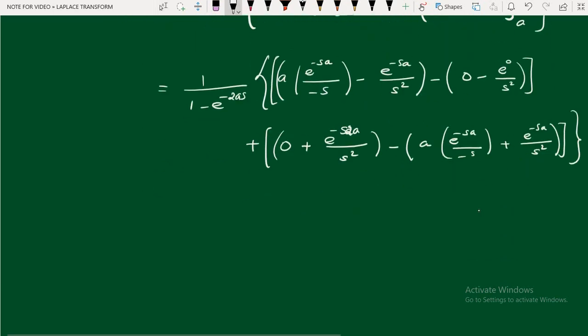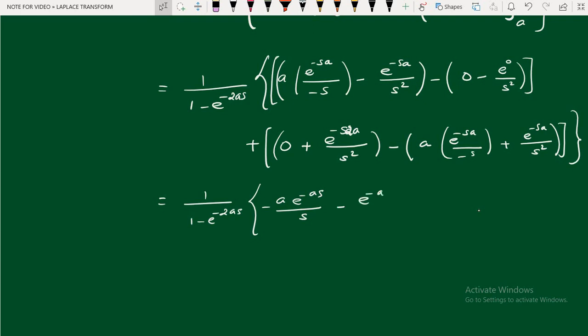So the next step is 1 by 1 minus e power minus 2as. Now we can simplify this as e power minus as divided by s. Take that minus in front. Then minus e power minus as divided by s square. Then minus into minus is plus. The next term, multiply this minus, e power 0 is 1, so 1 by s square.